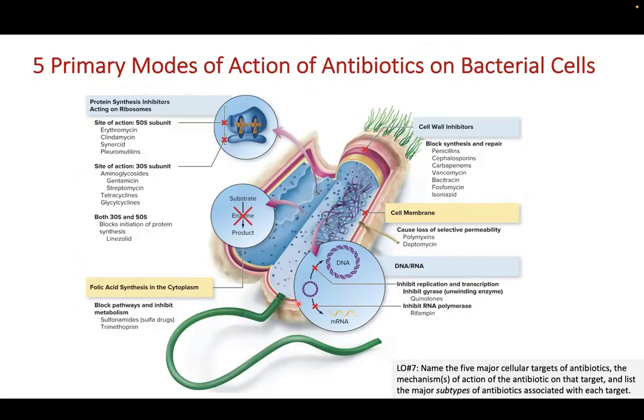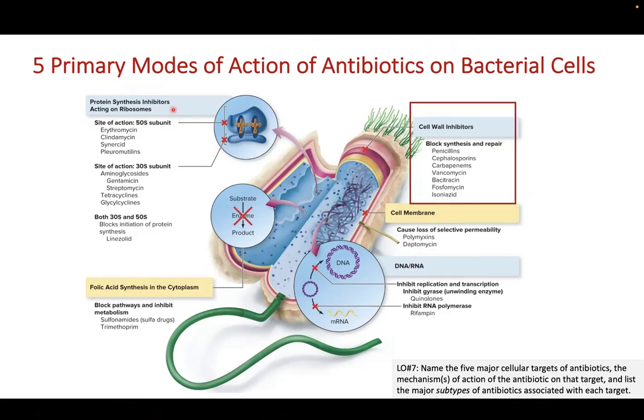So there are five primary modes of action of antibiotics on a bacterial cell. They can either attack the cell wall by inhibiting cell wall repair and synthesis, or by attacking the cell membrane, causing loss of selective permeability. They can attack the bacterial cell's DNA and RNA replication mechanism. They can also block folic acid synthesis in the cytoplasm. And lastly, they can prevent protein synthesis by inhibiting the action of ribonucleases.